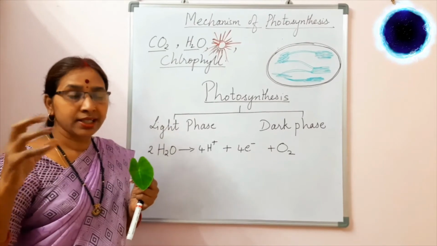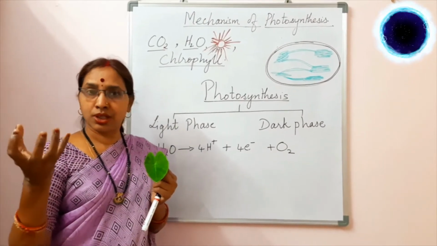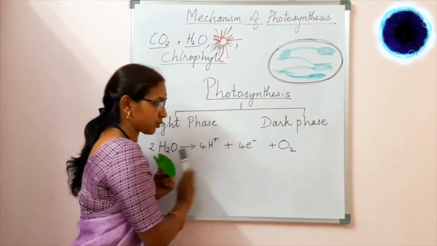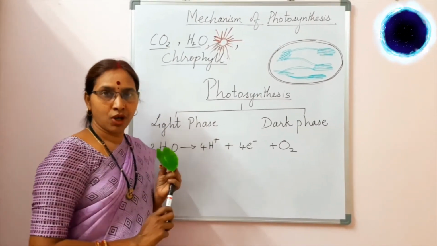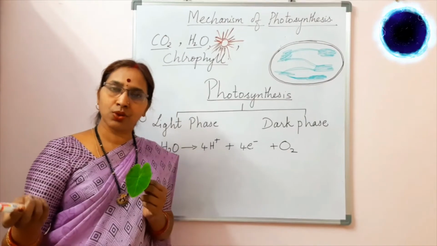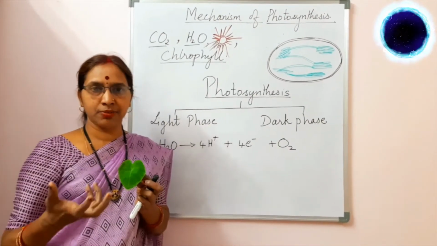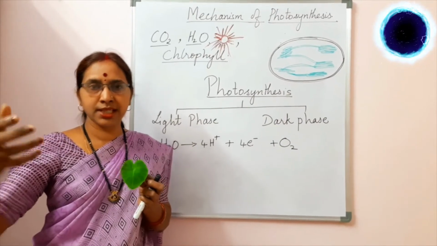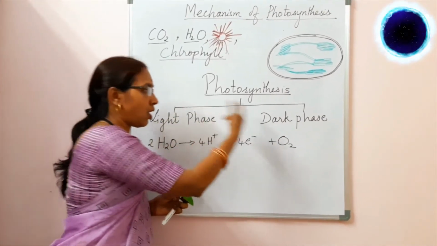Now, it has lost its electron, so the chlorophyll pigment again accepts the electrons produced during the splitting of water, and then it comes back to its original state. The same process begins again. Again it absorbs the light energy, loses an electron, gets oxidized, splits the water molecule, and oxygen is released.